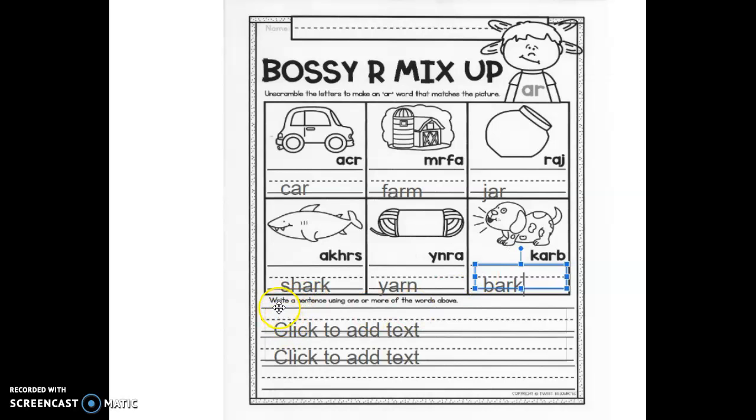Okay, and now I need to write a sentence using one of the words. Okay, so I'm going to use shark. I see a shark. And I'm going to make one more sentence using one of these other words. The dog barks. Okay, so I used shark and I used bark.